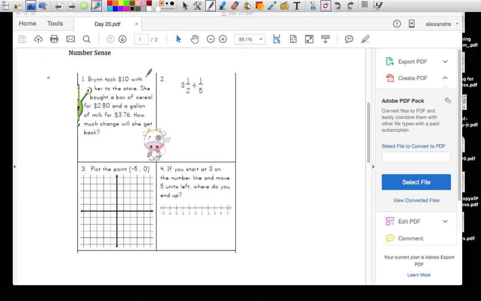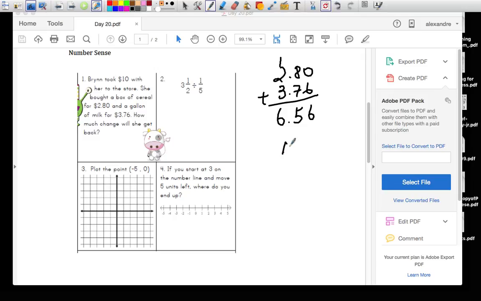So you would add that, and I'm going to do it here. Okay, $2.80. $3.76. Decimal on the decimal, these are place values. We're adding same place value with same place value, the hundredths with the hundredths, the tenths with the tenths, and the ones with the ones. And we have a total of 6.56.